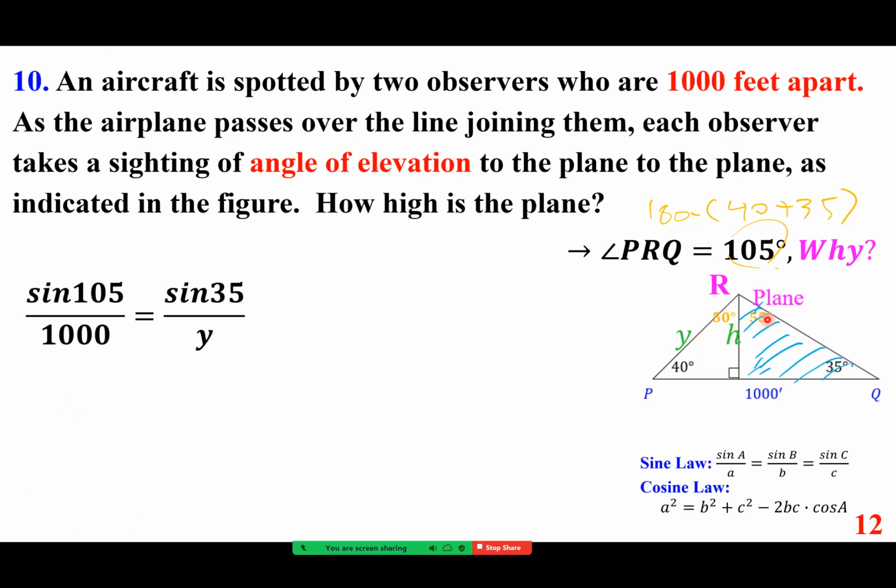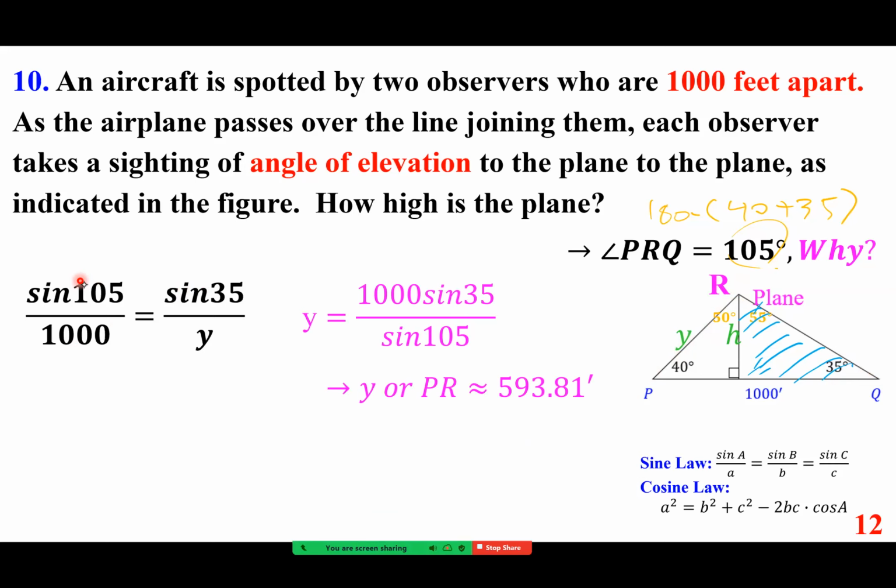This one, sine of 105. And this one, sine of 35 over y. All we have to do is calculate one of those sides. It doesn't matter this side or that side. And so y is the product of these two divided by sine of 105. And y or PR has this value, almost 594 feet.